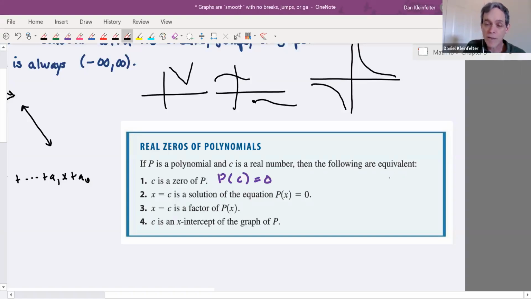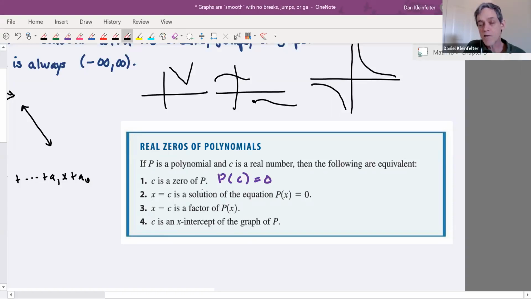If p is a polynomial and c is a real number, then the following statements are equivalent. What they mean by saying that they're equivalent is that if one of these statements is true, then they're all true. If statement number 3 is true, then statement number 4 will be true. Conversely, if one of the statements is false, then they're all false. So if statement 2 is false, then statement 4 will be false. They're all true together or all false together. They're equivalent.